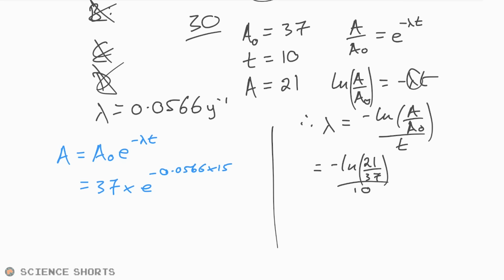All right, what do we end up with then? 15.8. So I think the answer is 16 megabecquerel. Good, thank goodness for that.